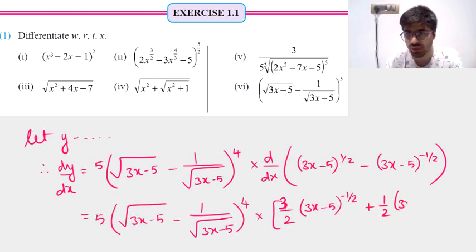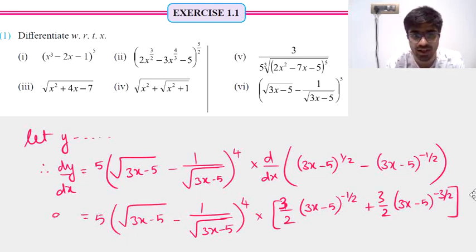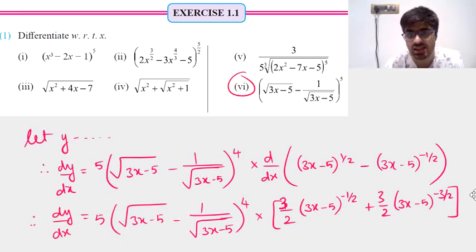So plus half. Then there is 3x minus 5 power minus 1 by 2 minus 1, which is minus 3 by 2, and you multiply it further with the derivative of 3x minus 5, which is 3, and that 3 we will write it here only. Yeah, so that's the final expression for dy by dx for the sixth question.